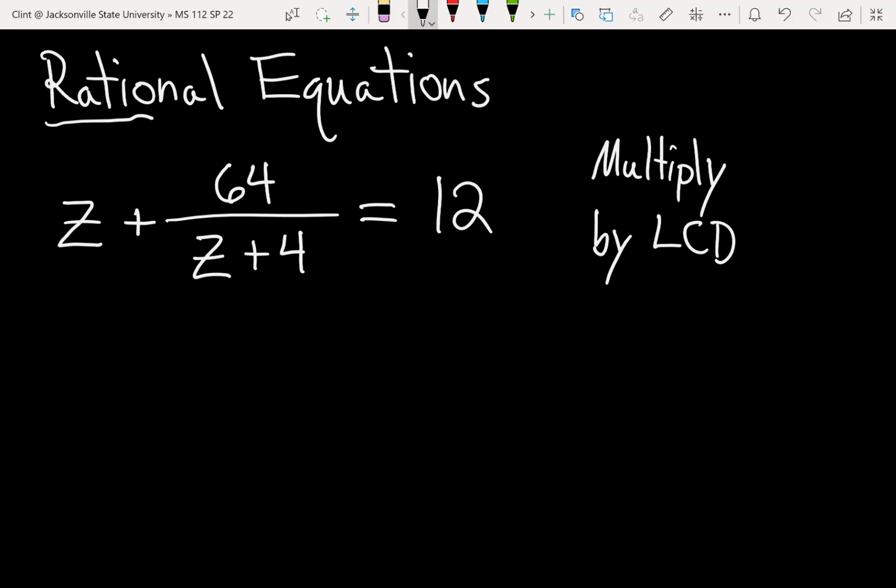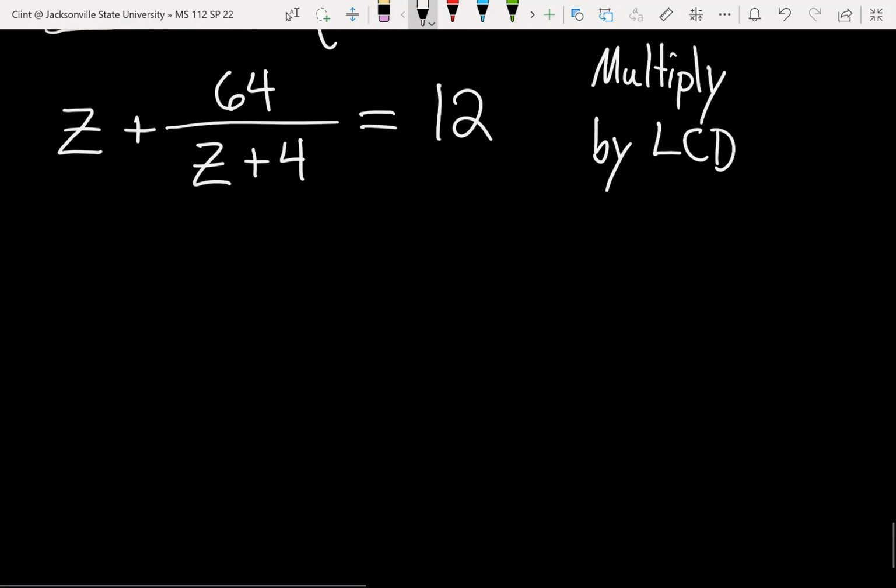So the issue with that is we have to think about how to get common denominators when we're dealing with variables. This one's not too bad. We've only got one denominator. Well, that's written. So we've got a 1 under the z and a 1 under the 12, if you want to think about it that way. And then z plus 4 under the 64.